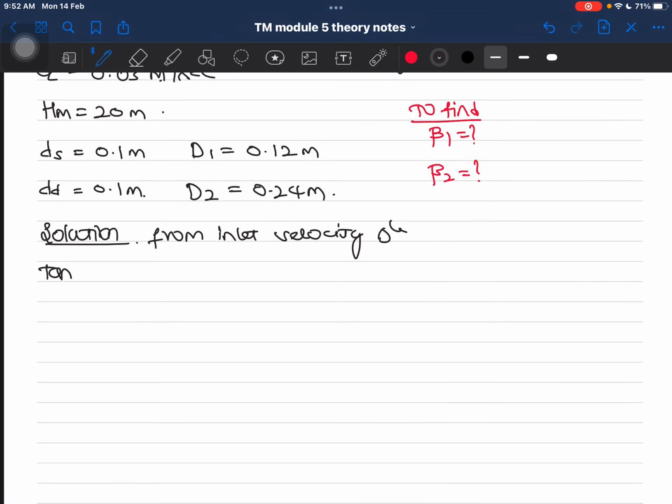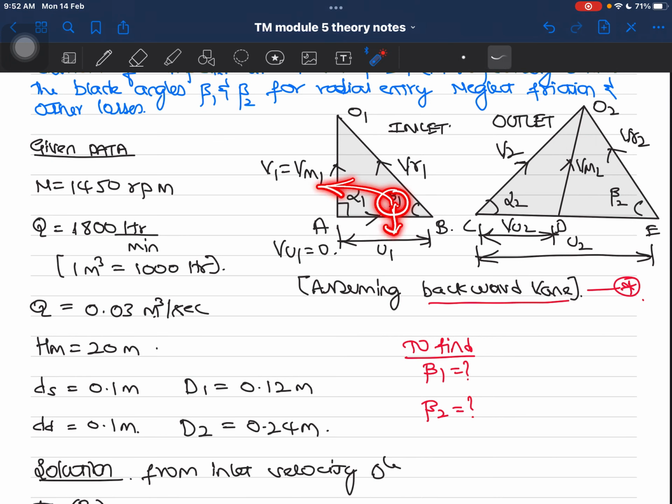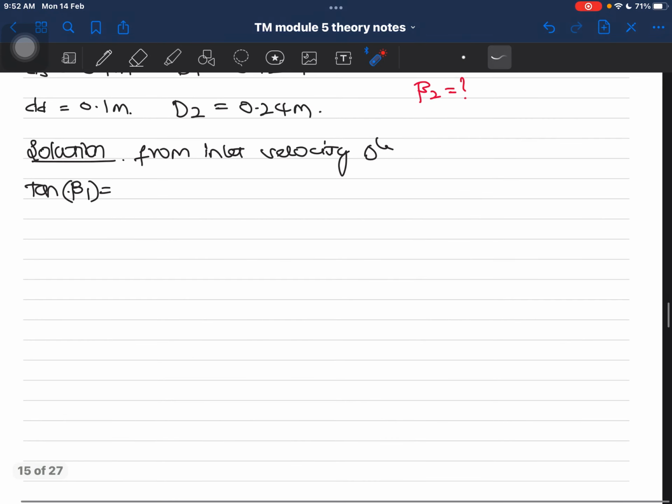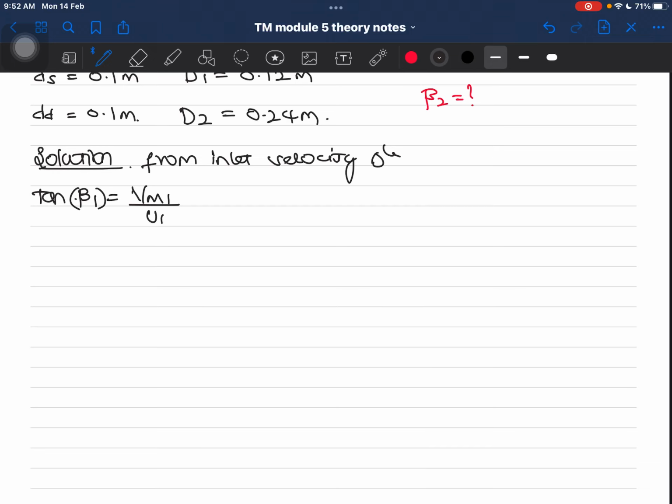let us operate tan beta 1. So what is tan beta 1 from the inlet velocity triangle? Here is tan beta 1: opposite by adjacent, so this divided by this. That is what your tan is. So applying that, the opposite is Vm1 divided by the adjacent, u1. So this is what you will get.